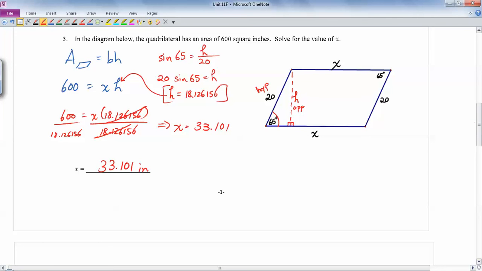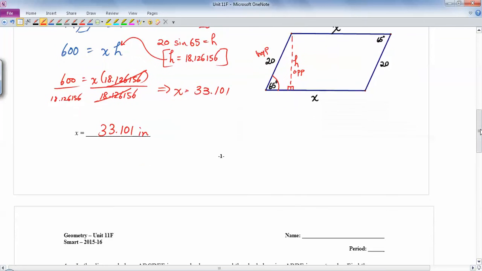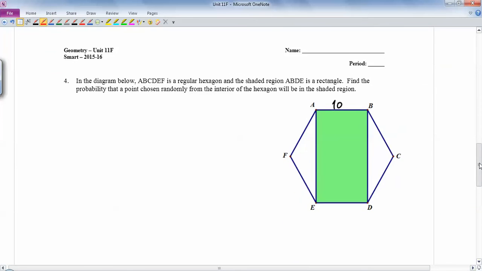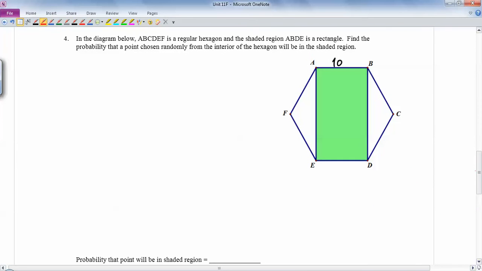Okay, so that's 3. 4, I think, is probably the trickiest question, the way most people are going to do it. And then I'll show you a shortcut for this particular probability problem. So we want to show that a point that I randomly pick from inside the hexagon will end up in that green rectangle in the middle. So probability of landing in the shaded region, that's going to be the shaded area divided by the total area.